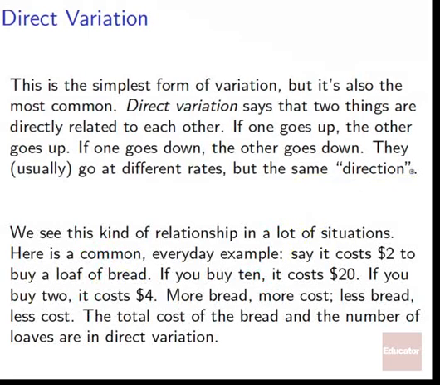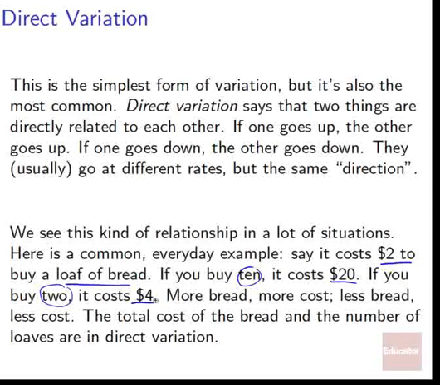We see this kind of relationship in a lot of situations. Here's a common everyday example. Say it costs you $2 to buy a loaf of bread. If you buy 10, it would cost $20, but if you bought only 2 loaves, it costs $4. The more bread you buy, the more cost. The less bread, less cost. The total cost of the bread and the number of loaves you buy are in direct variation. It seems kind of obvious, but direct variation is actually a pretty simple concept to get around.